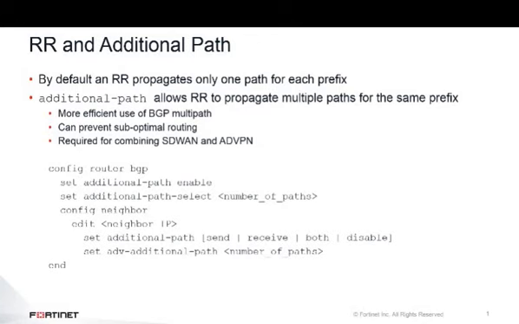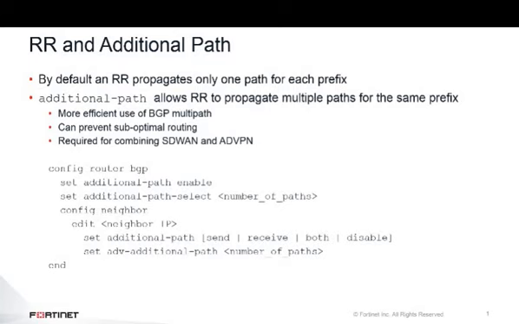By default, a BGP route reflector propagates only one path for each prefix. If you enable additional path, a FortiGate acting as an RR can propagate multiple paths for the same prefix. This allows a more efficient use of BGP, while it can prevent suboptimal routing. ADVPN requires all the hubs to be configured as BGP RR. Additionally, scenarios where you want to combine ADVPN with SD-WAN require BGP additional path.